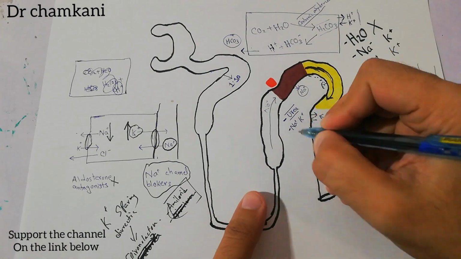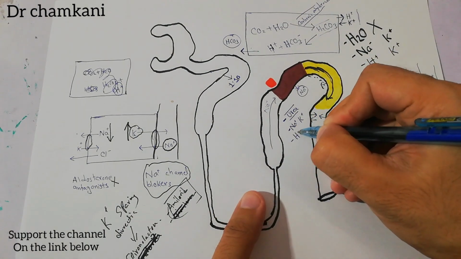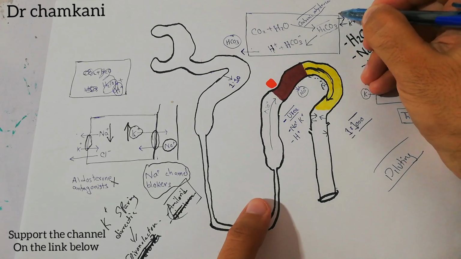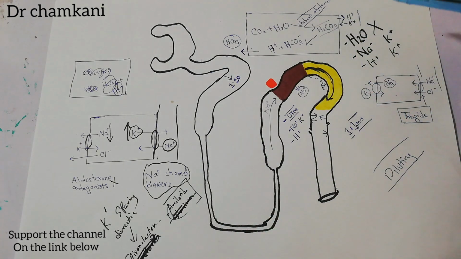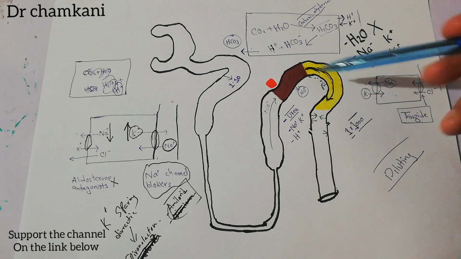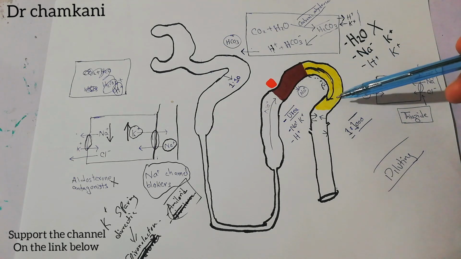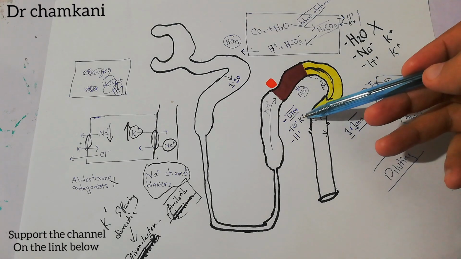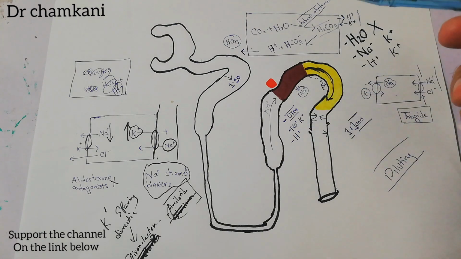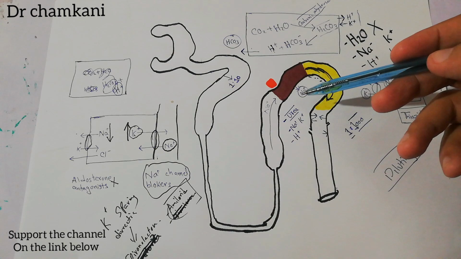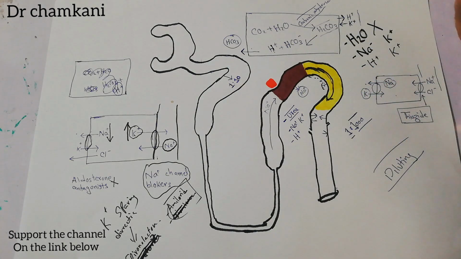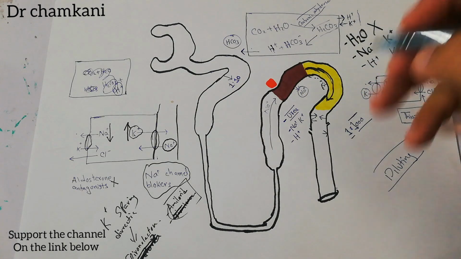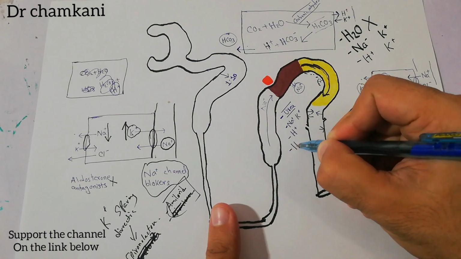Another thing is that this portion will secrete hydrogen. As we discussed, hydrogen is secreted here. So the early and late distal tubule and cortical collecting tubule will help in the reabsorption of sodium and potassium, in the secretion of hydrogen, and concentration of urea in the urine, because it will not allow reabsorption of urea. And finally, the reabsorption of water.